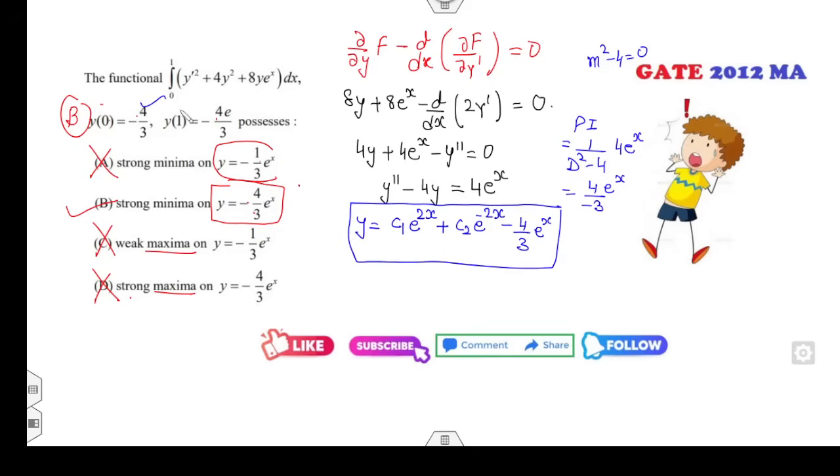Now clearly see, जब आप ये कंडीशन अप्लाई करोगे तो इसका मतलब C1 और C2 आपका 0 आ जाएगा, लेकिन आपको जरूरत नहीं है, क्योंकि e^x आपका सोल्यूशन में भी नहीं है. So minus 1 over 3 e^x is not the part of the solution, the only part of the solution is minus 4 over 3. So the right answer is B, my correct answer.